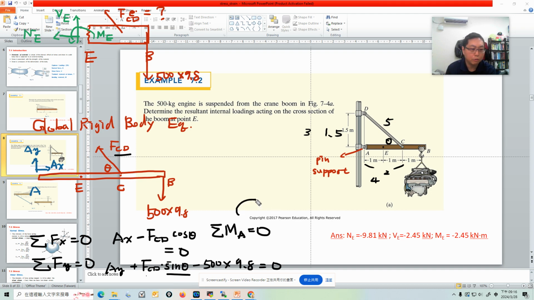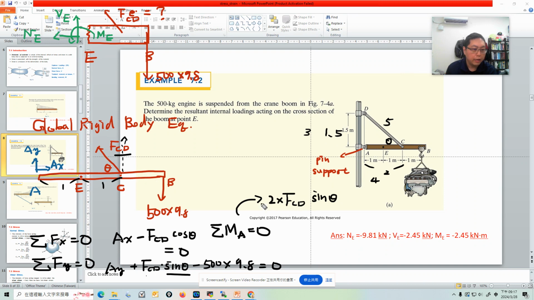Okay, so the next one, that should be this one: sigma MA equal to 0. If we use A as the reference point, we don't have to consider the moment created by X and Y because they act at this point. But for FCD, we have to consider it, and only the sine theta component creates a moment. FCD sine theta points up, the reference point is A, so it will create a counterclockwise rotation, and so it's positive. Its moment arm is 1 plus 1, so it's 2.